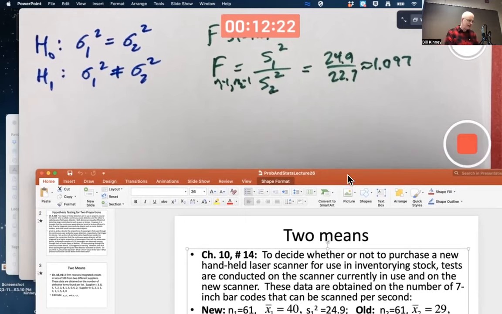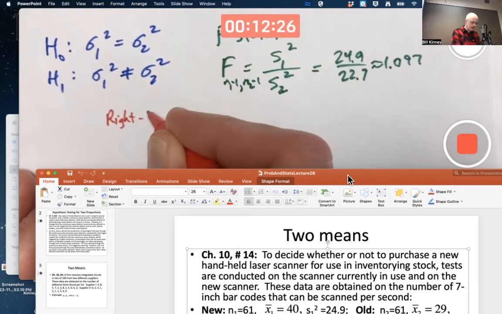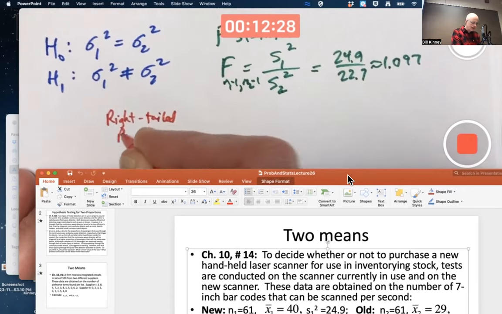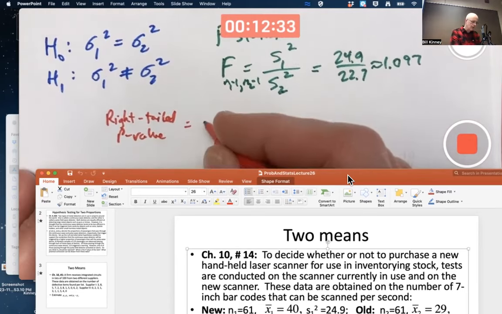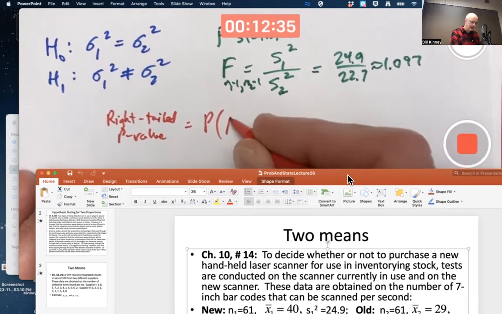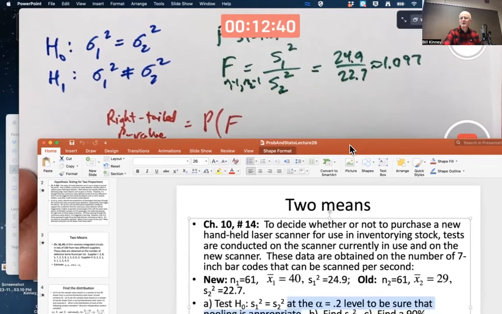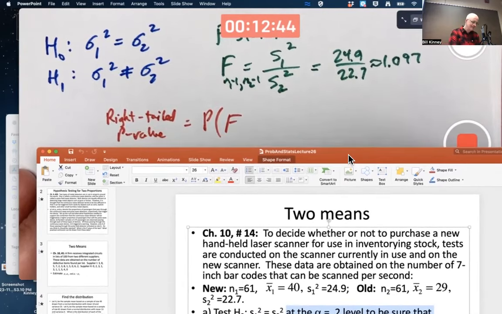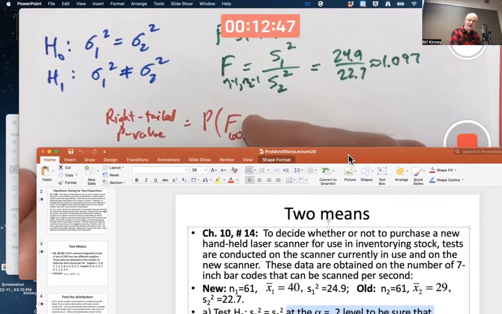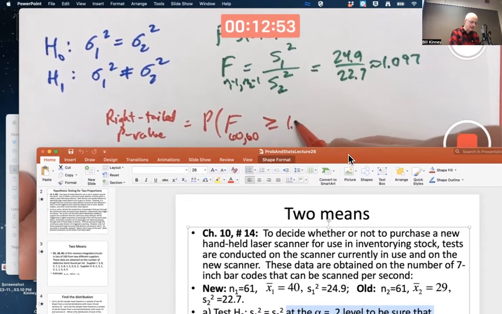A one-tailed p-value, you could label it a right-tailed p-value in this context. I mean, we're ultimately going to compute a two-tailed p-value, would be the probability that F sub, well, what's N1 and N2? They're both 61, chosen so that when you subtract 1, you get a nice number, 60. F sub 60 comma 60, what's the probability of that being greater than or equal to 1.097?